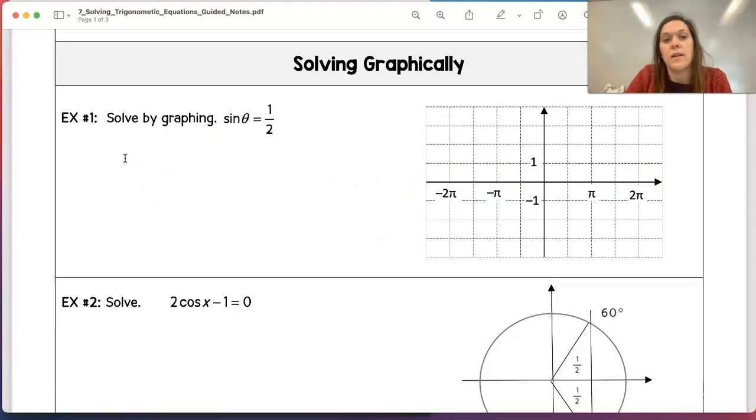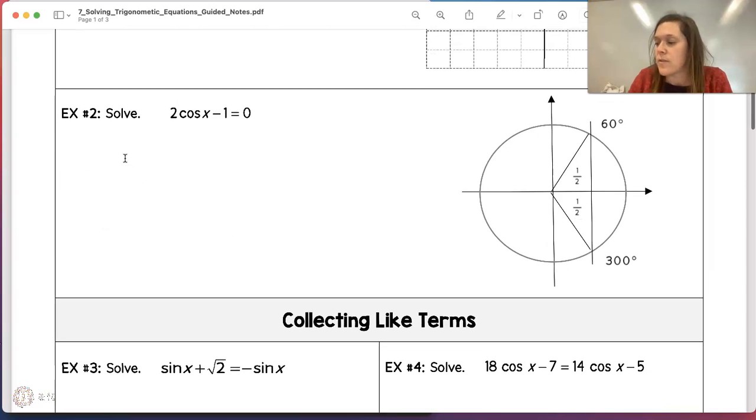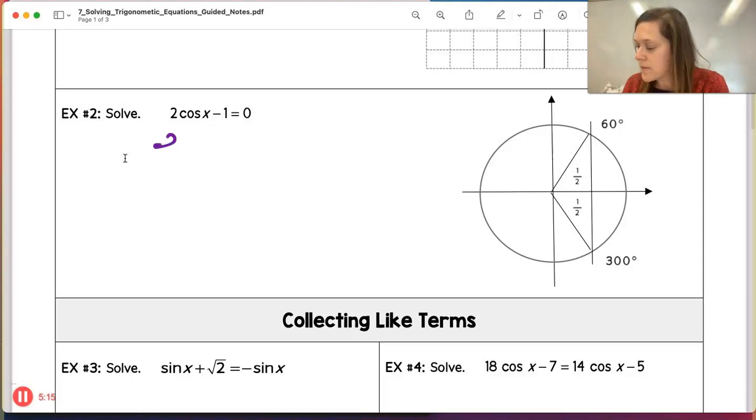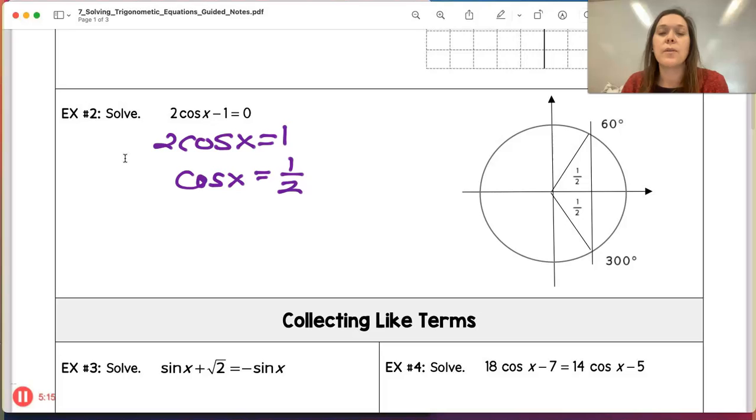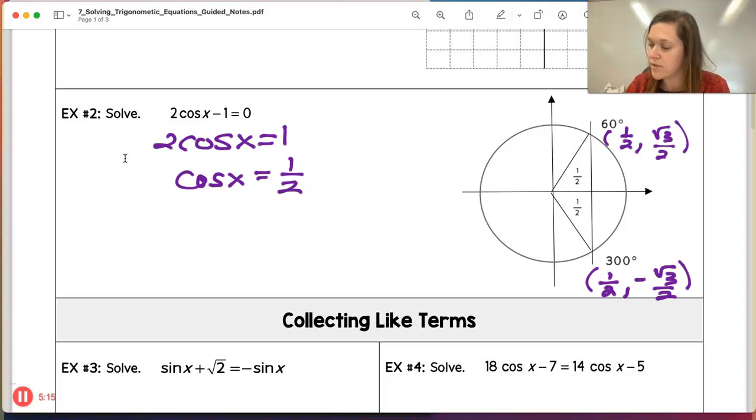Let's solve example number 2 using the unit circle. We have 2 cosine x minus 1 is equal to 0. I'm going to solve this for cosine x: add my 1 over, and then divide by my 2. So I'm looking on my unit circle for when the cosine is equivalent to 1/2. Remember, your cosine is your x coordinates. That happens at 60 degrees, and it also happens down here at 300 degrees, because then I'm at 1/2 comma negative root 3 over 2. Remember, these are reflections of each other over the x-axis.